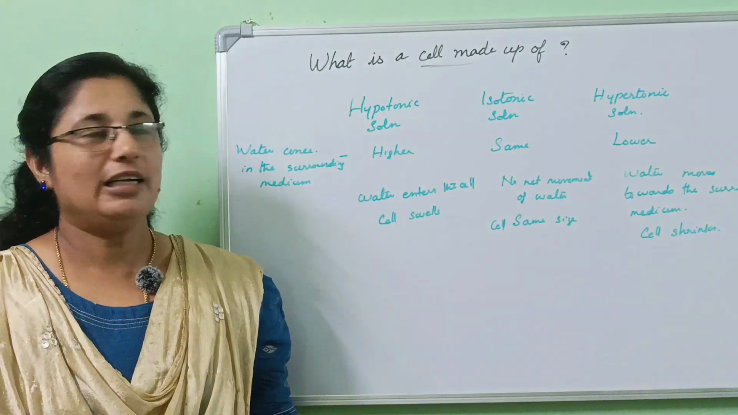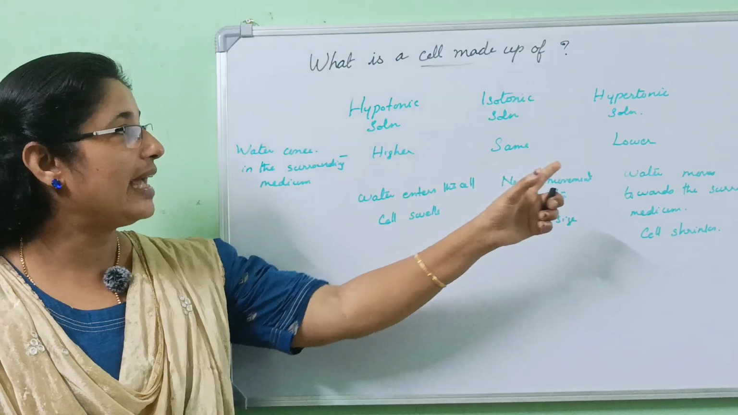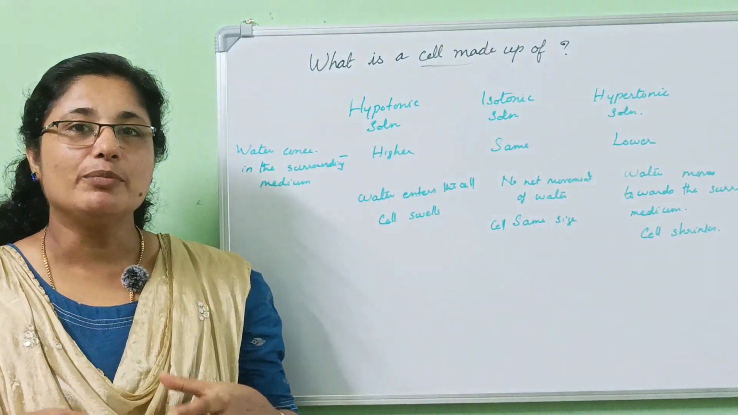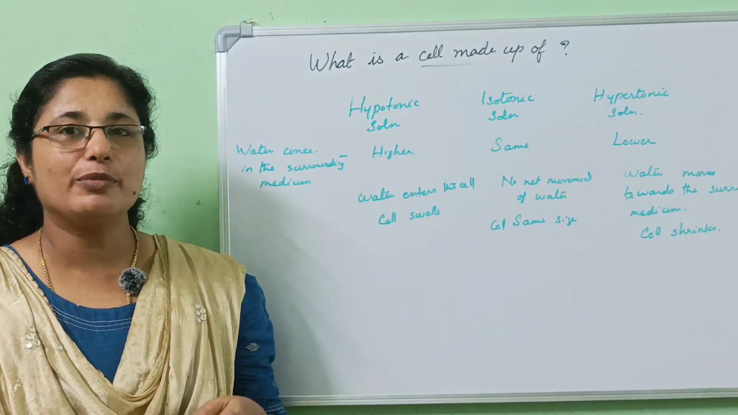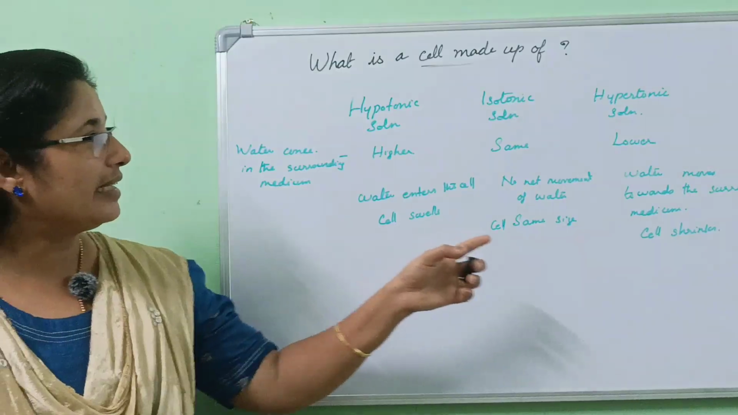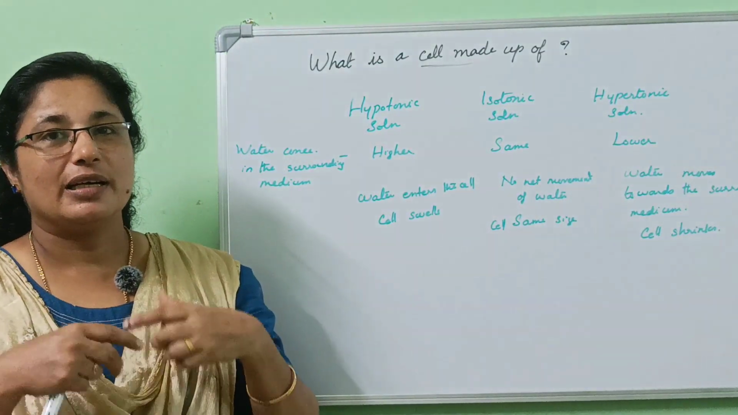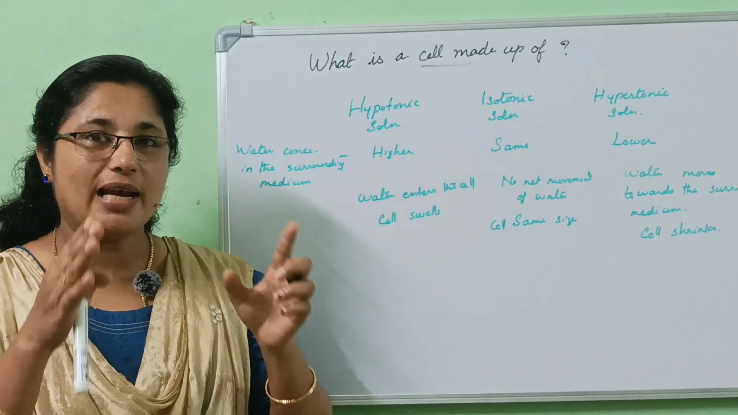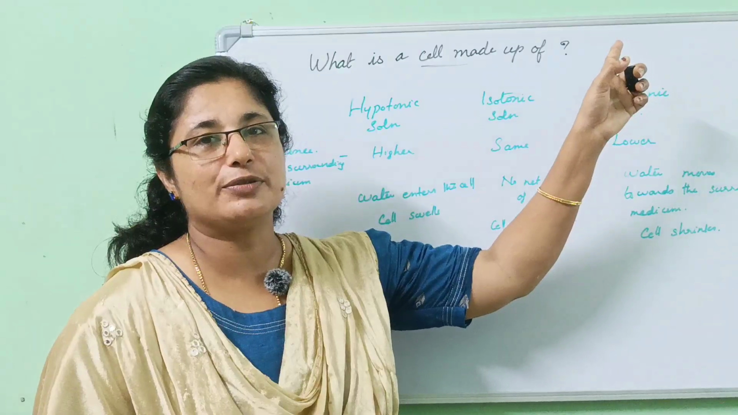Here the cell shows no change because water moves in and out equally. If the concentration of water in the surrounding medium is lower than that inside the cell, then water moves out of the cell into the surrounding medium, and the cell shrinks. Such a solution is called a hypertonic solution.